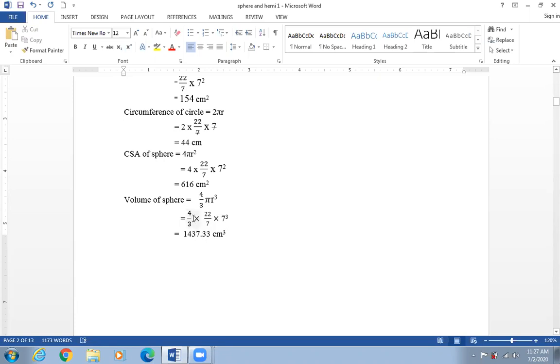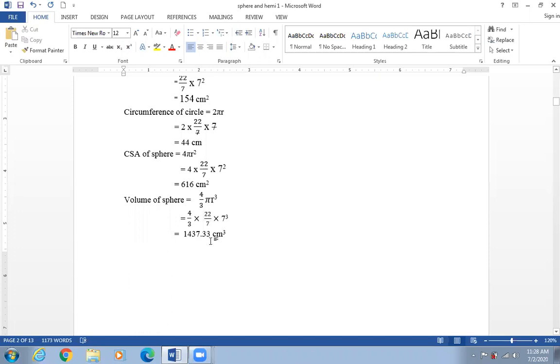So type in this way. Do not multiply the upper number first. Do like this: 4 by 3 in a calculator also. 4 by 3 into 22 by 7 into 7 cube. Somebody does like this: 4 into 22 by 7 is 22 into 7 cube divided by 3 into 7, because 7 will multiply, 7 will not divide. 7 is in divide sign, not in the multiply sign. So now do 4 by 3 into 22 by 7 into 7 cube.